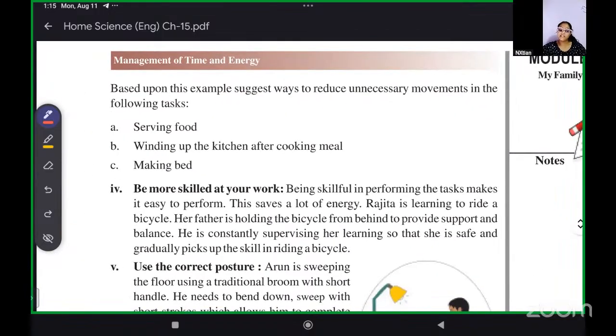Based upon this example, suggest ways to reduce unnecessary movements in the following tasks: serving food, winding up the kitchen after cooking a meal, and making it. This is your homework.